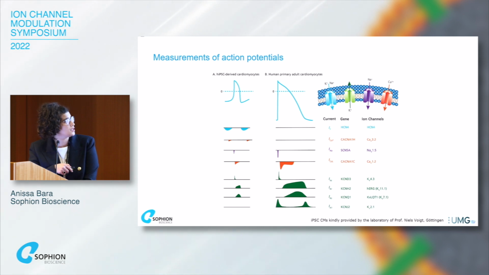And as you can see here, they express some currents that they shouldn't express, some ion channels that they shouldn't express, but they also lack the expression of ion channels that they should express compared to their primary counterparts.